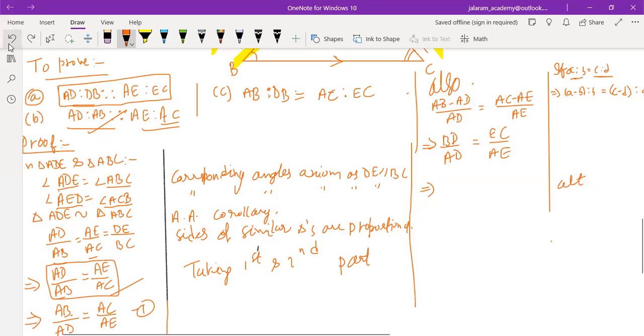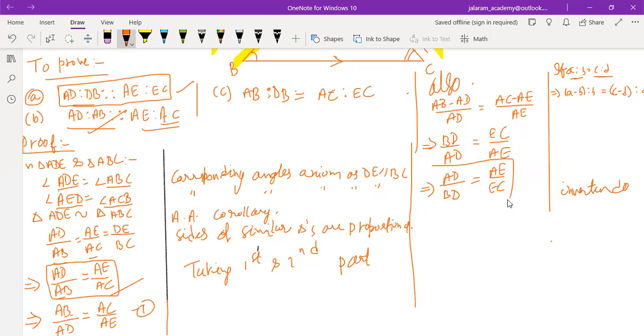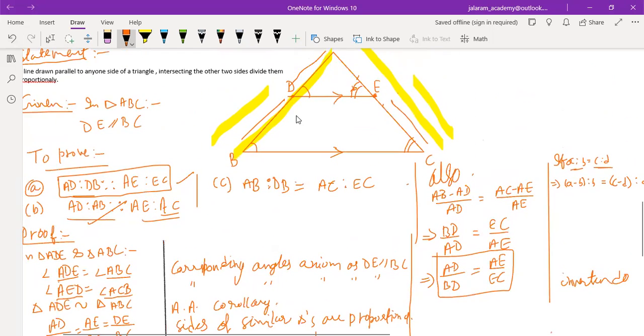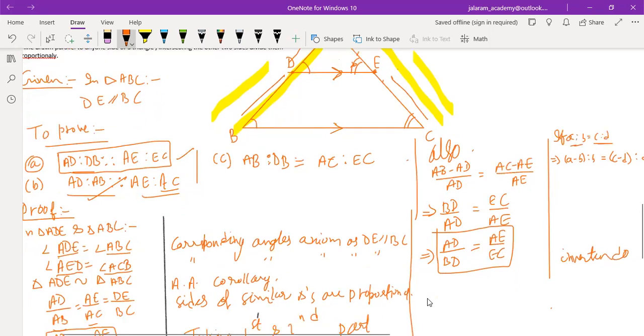Invertendo. It's not alternando. If we use invertendo, it means taking the inverse of both sides. So AD goes to the numerator, BD goes to the denominator, and on this side also it is AE is to AC. So this is the first main statement of the basic proportionality theorem: a line drawn parallel to any one side of a triangle divides the other two sides in the same ratio.